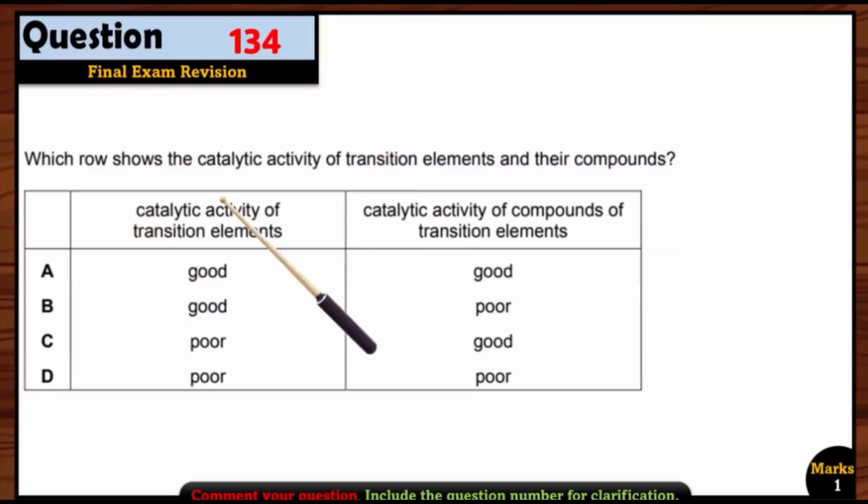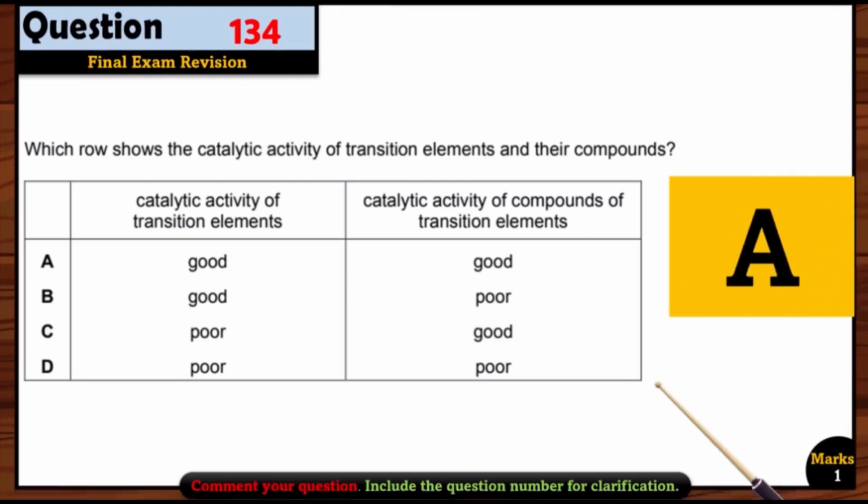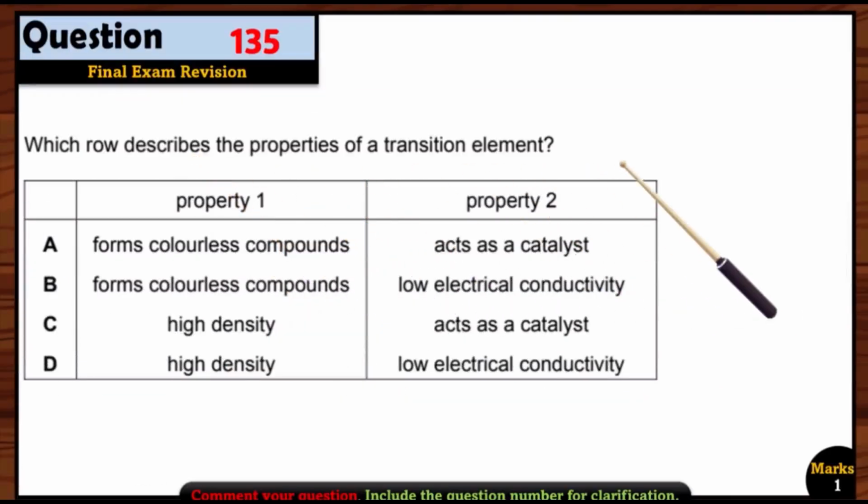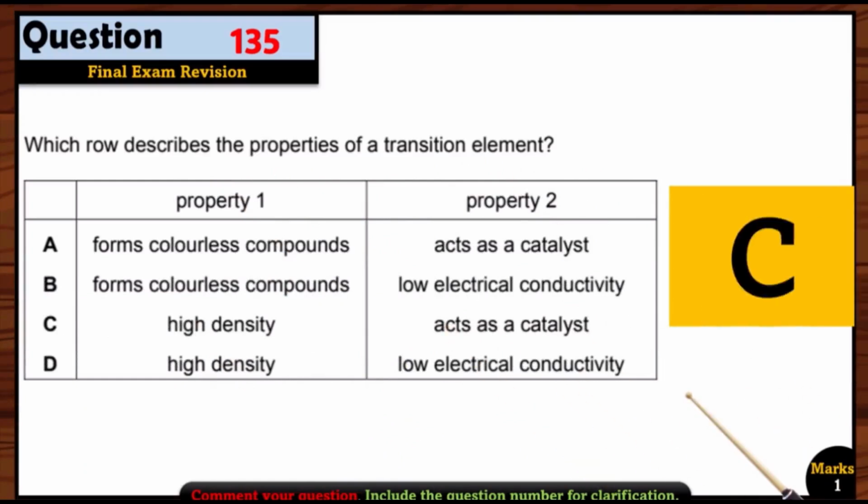Question 134. Which row shows the catalytic activity of transition elements and their compounds? Okay, catalytic activity, very good. And catalytic activity of their compounds is also very good. So option A is the right option here. Which row describes the properties of transition elements? Forms colorless compounds, wrong. High density, yes. These options are right. Acts as a catalyst, yes. So option C is the correct option here.